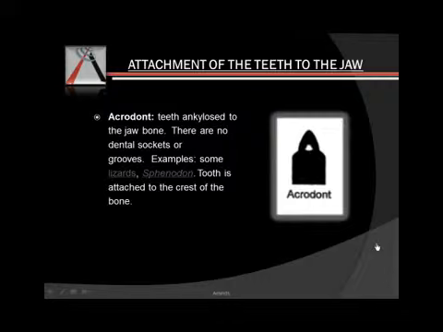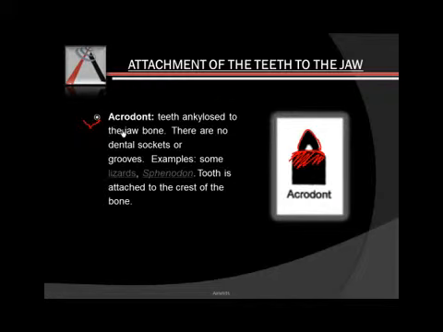Next, we talk about the attachment of teeth to the jaw. Herein we have a few more terms. Acrodont. The term acrodont. Herein what you have is a tooth which is ankylosed to the bone. So this is your bone, and your tooth is ankylosed here. We don't have a socket. It's just a tooth sitting on the bone.